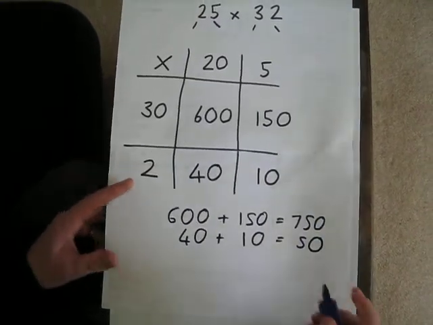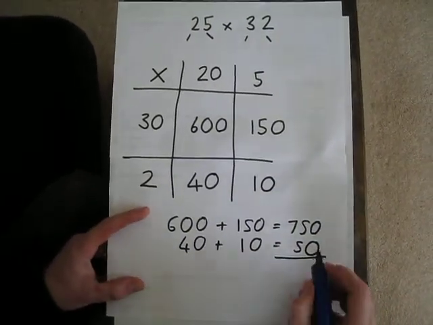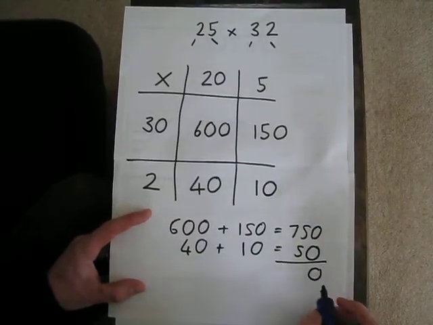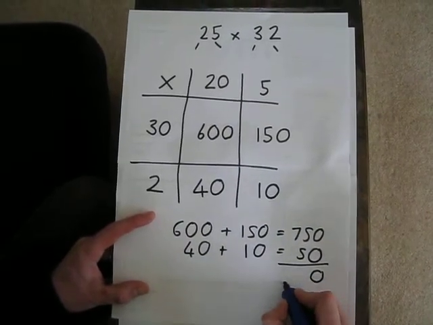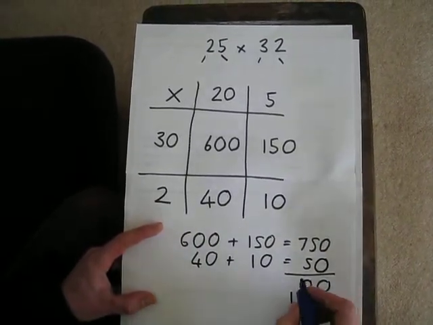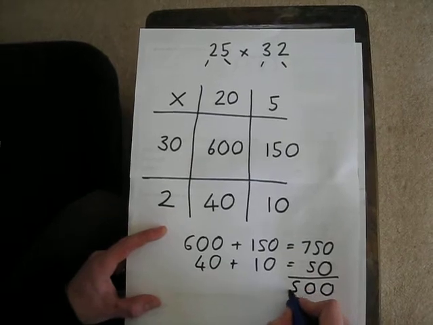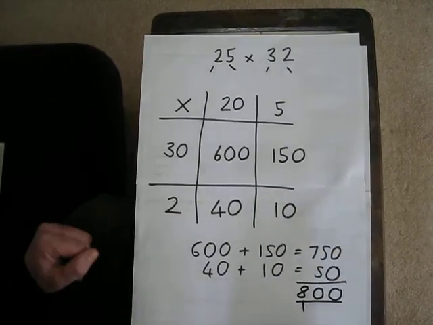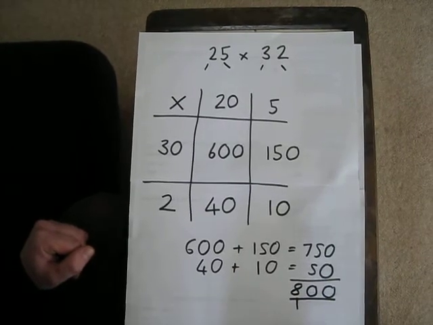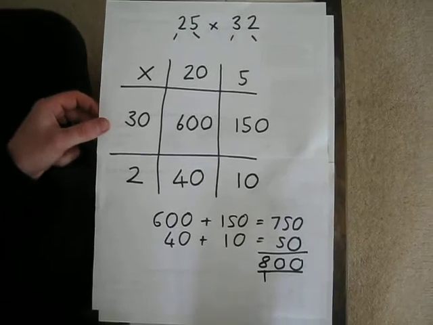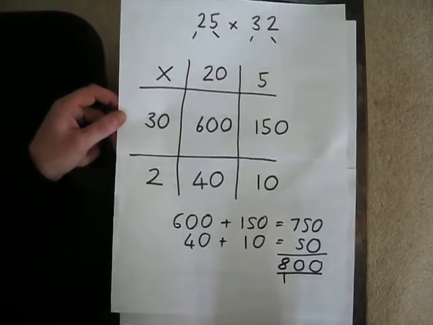The last stage in the operation is to add these up. 750 plus 50 is 800. If you do operations like this with your children, it's always a good idea to get them to go back and just check, always using estimates to ensure that the answer looks right.